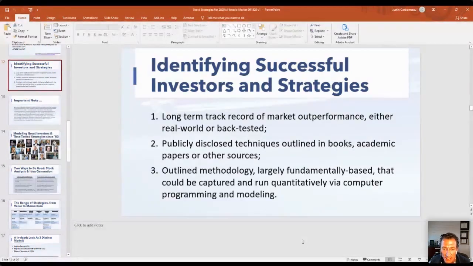Second is the strategy needs to be publicly disclosed. So it needs to be offered or outlined in academic papers or books or other sources. So it has to be in the public domain. And then three, the strategy has to be largely fundamental. And that means it can be captured and run quantitatively via computer programming and modeling. So those are the three things that we look for when capturing a strategy and offering it on Validea.